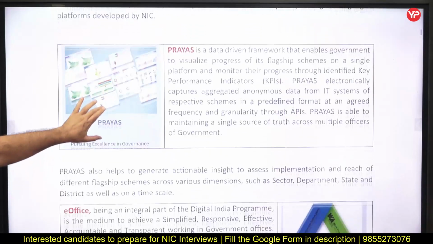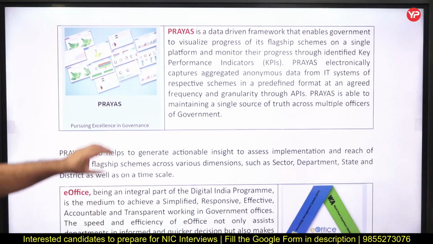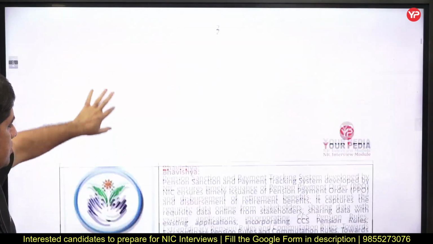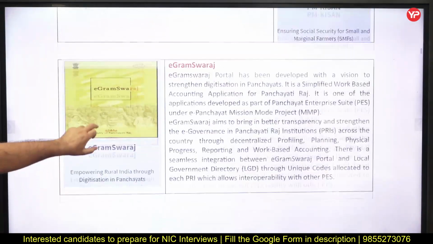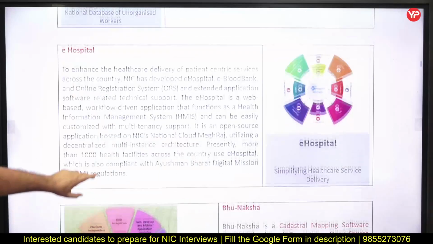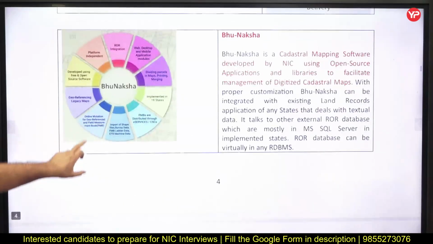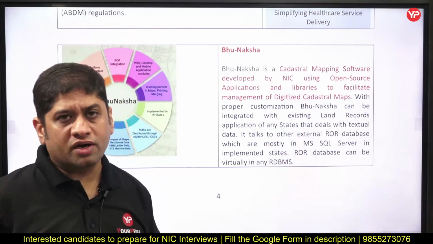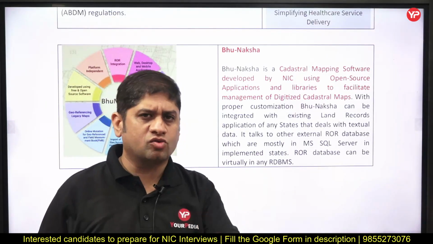Now I will be discussing with you various apps and various programs of NIC. Okay, so now you need to know certain names: Prayas, e-office, Bhavishya, PM Kisan, e-Gram Swaraj, e-Shram, e-hospital, Bhu Naksha. These are some of the important apps of National Informatics Center. आप इनको एक बार go through करना. You please go through this because they tend to ask you, have you heard about some app of NIC? That is a question they normally ask.